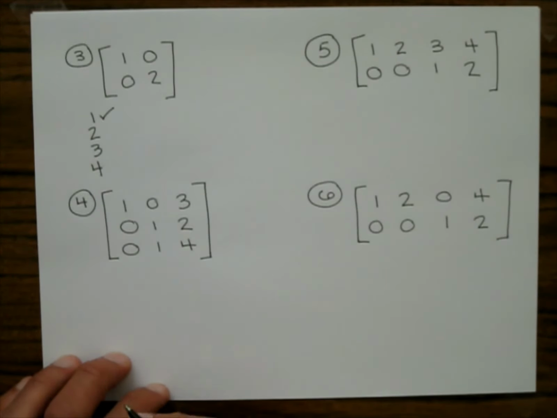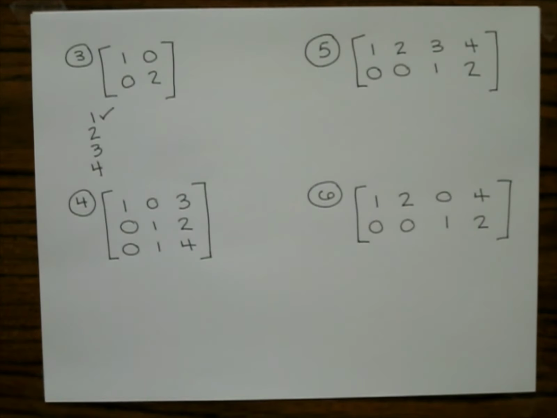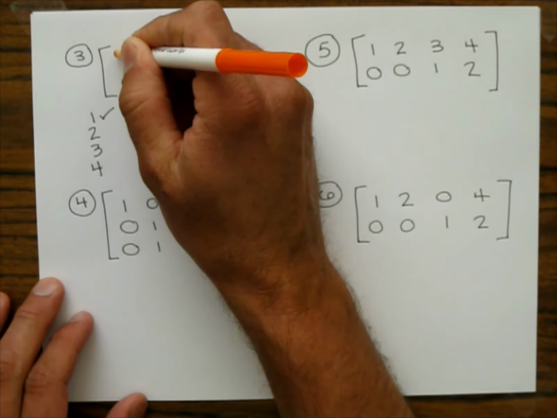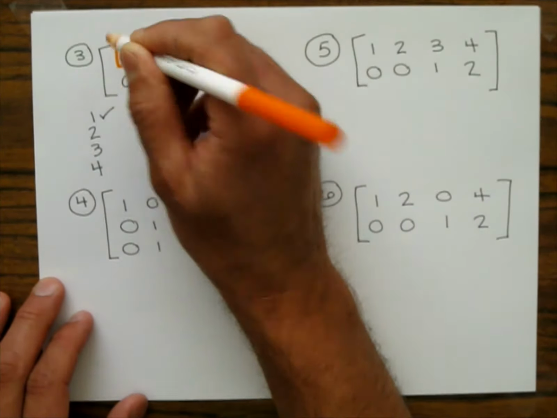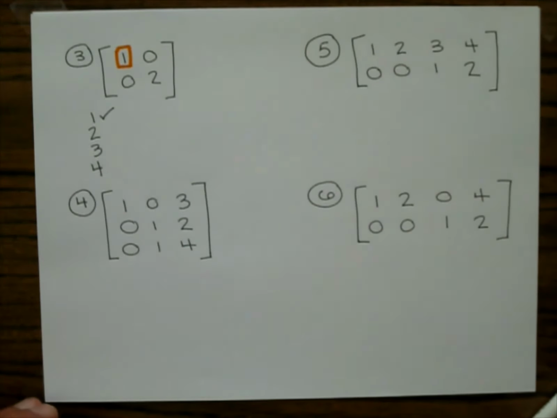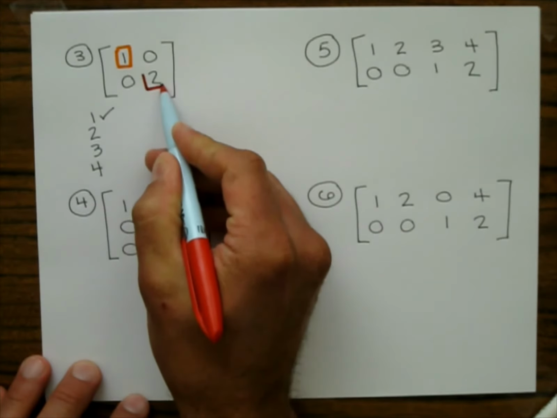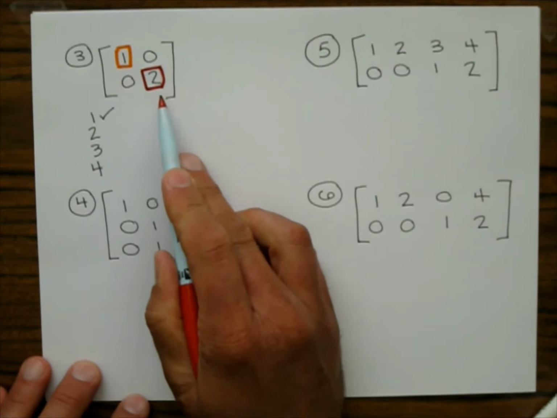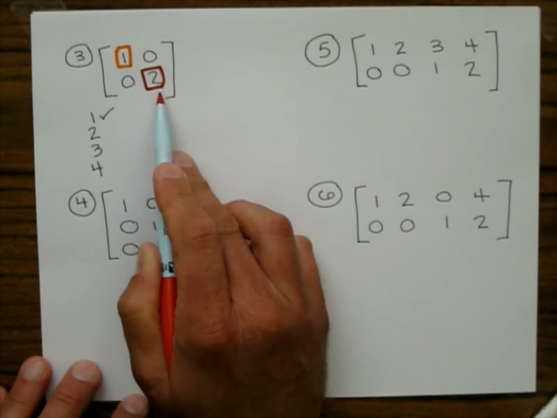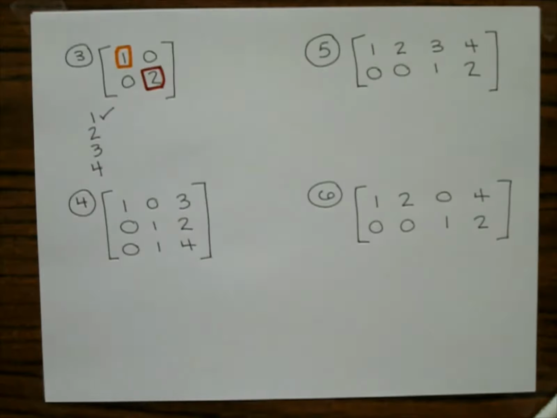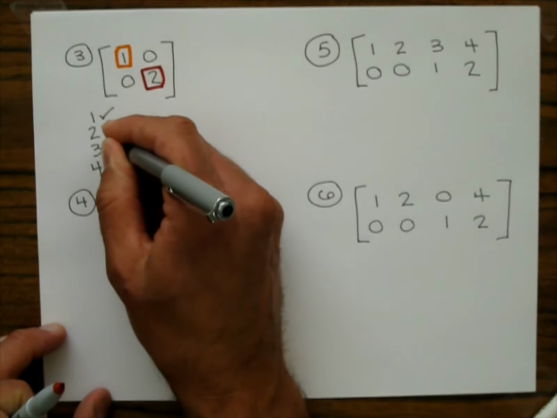Okay. Condition number 2, it says the first non-zero element in any non-zero row is 1. So let's go ahead and look at the first non-zero element in row 1. It is a 1. The first non-zero element in row 2 is a 2. Condition 2 says that those elements have to be 1s, and this one being a 2 makes it so condition number 2 is not satisfied.